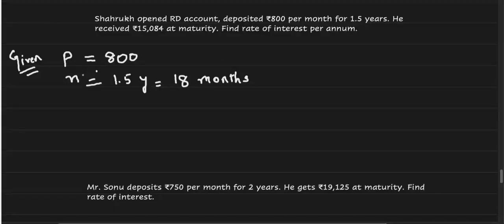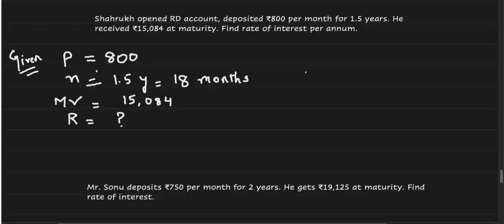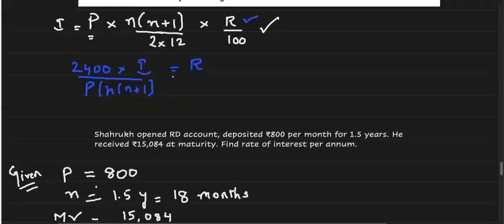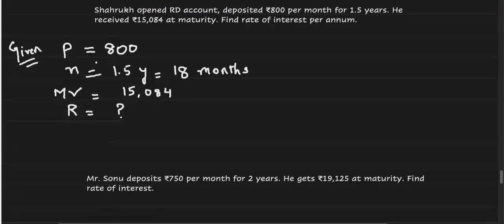He received 15,084 at maturity, so the maturity value MV will be 15,084. All these things are given, but we have to find the rate of interest. You can use the formula we derived just now: R equals 2400 I divided by P into N into N plus 1. If you remember this, well; otherwise you use the original formula, substitute values and find R. Both are okay.